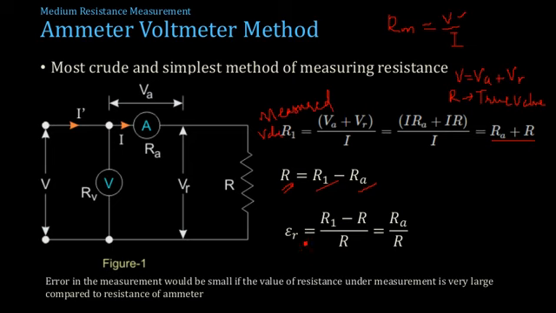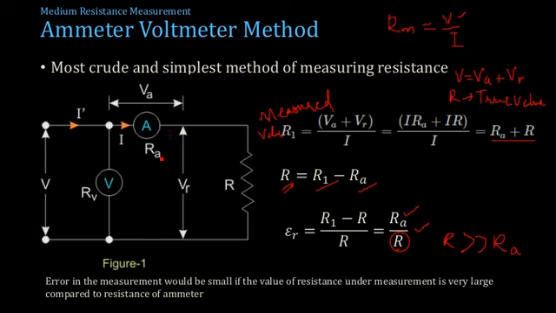Now the relative error can be given as R1 minus R by R, which is equal to RA by R. Now in this case, where do you use this circuit? The error can be reduced when the true value is much higher than the resistance of the ammeter. If R is much higher than RA, the error will be minimum. If RA is very small, the voltage drop across the ammeter also will be very small, so the error introduced due to the ammeter also will be less.